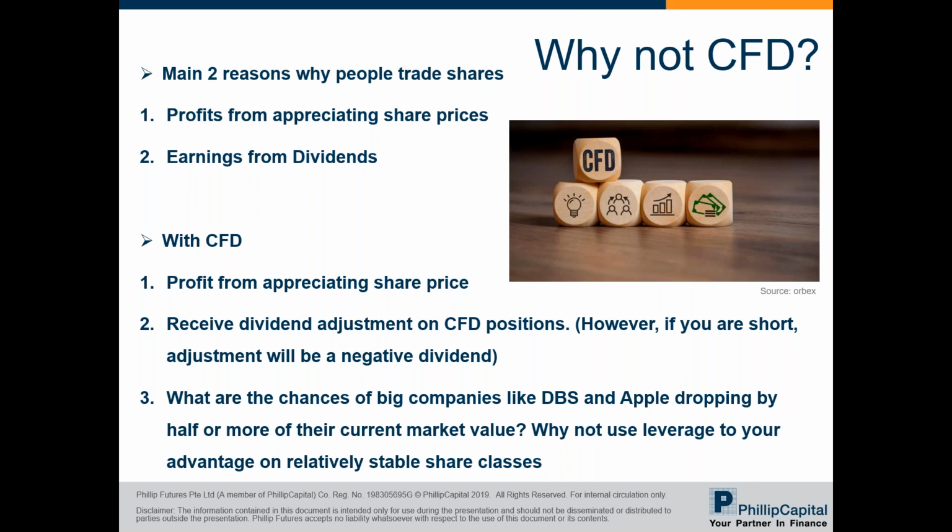What I feel is that CFD works pretty well because what are the chances of big companies like DBS or Apple dropping by more than half of their current market value? What are the chances that we see DBS at $15, $10? It's pretty unlikely. So why not use the leverage to your advantage on relatively stable share classes? The chances of these big MNC companies, which are relatively stable, dropping significantly and you losing a lot of your account, I don't think that's going to happen, at least. And so CFD might actually work pretty well for you.